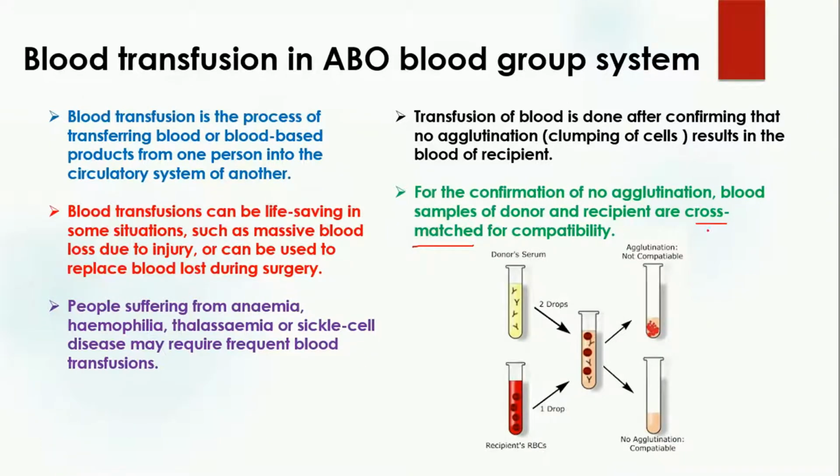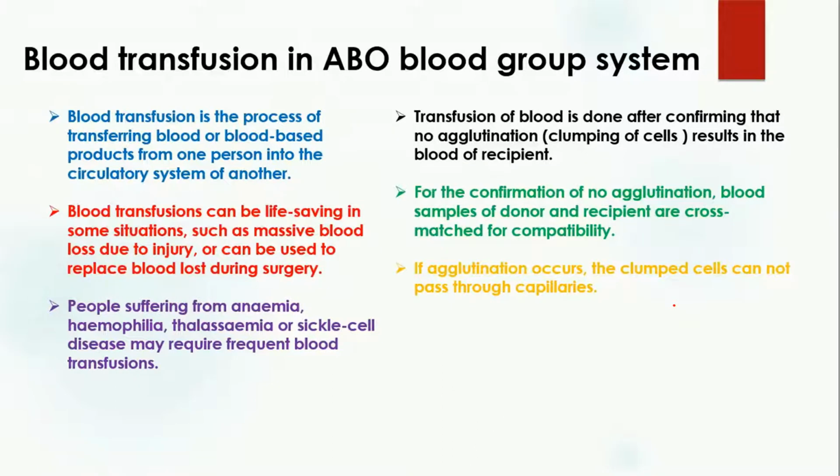What happens in the process of cross matching is that blood from the donor and blood from the recipient are mixed together, and after some time the results are seen. If there is agglutination or clumping of cells, as you can see in this diagram, it means that they are not compatible. But if there is no agglutination, as you can see here that this is very clear and there are no clumps or clots, it means that they are compatible with each other. It means that this donor can give blood to this recipient.